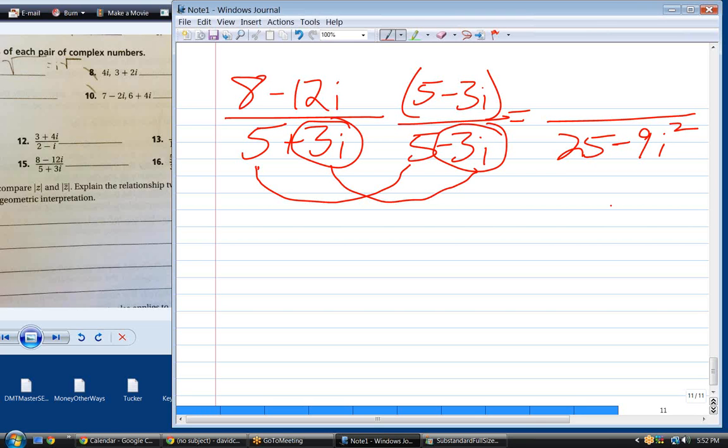What's that all equal? In other words, after you do these over and over, you get to a point where you see that it always turns into a plus. So what's that denominator become? Minus 9. So that would be 25 plus 9. 34.